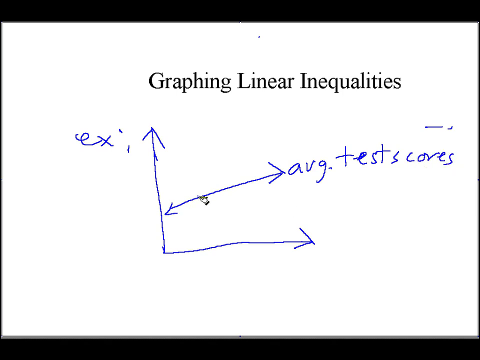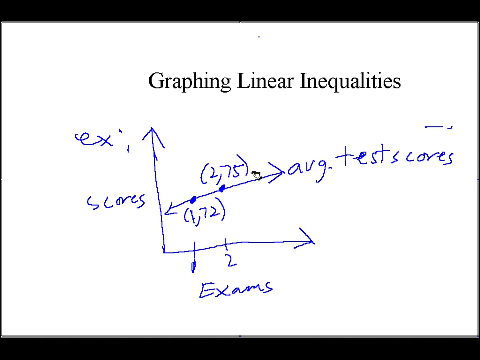Let me give you some points on this line. This point here, the test score is for the first exam. So exam 1, let's say the average was 72. This point here is (1, 72), for example. Let's say here's the second exam, exam 2. These are scores. Let's say for the second exam, the average, so this point here is 2, and let's say 75 was the average.